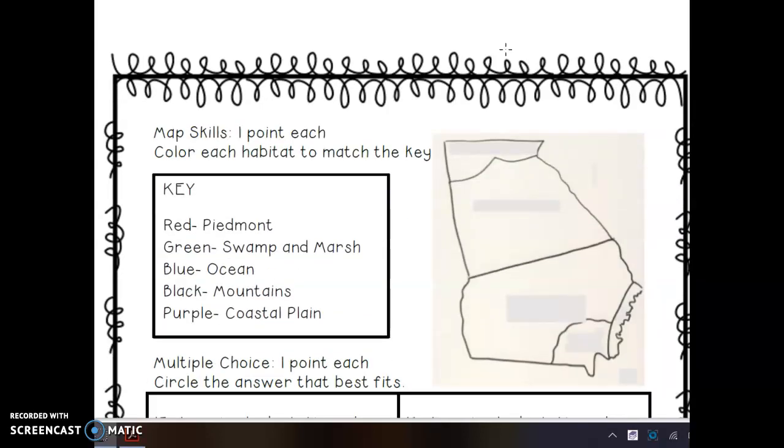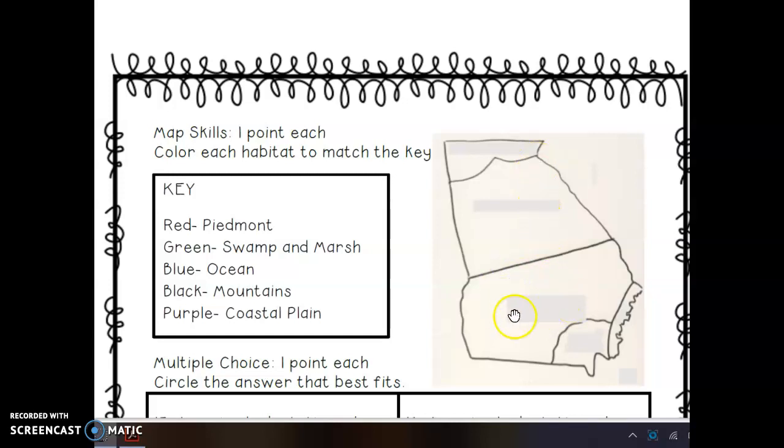So here's a map that you're familiar with. And if you notice, in the middle is what region? We said it was the Piedmont. That is where we live. And this is the most populated region, the Piedmont. And at the top of the map, we have the mountains. And this is where we would find the Georgia black bear, in the mountains.